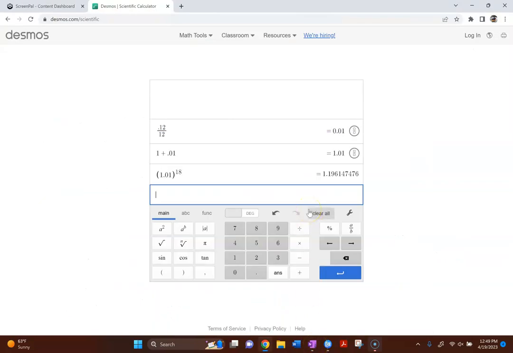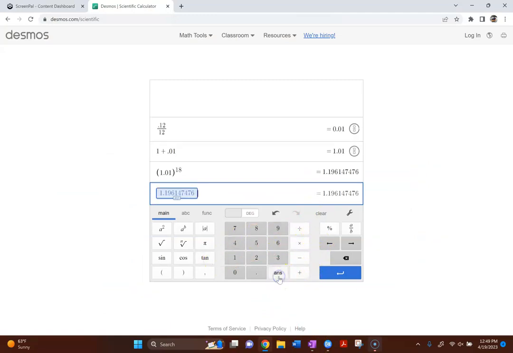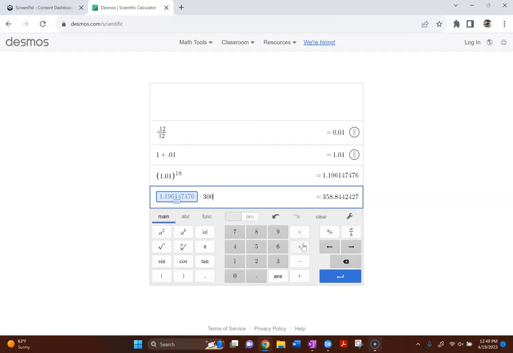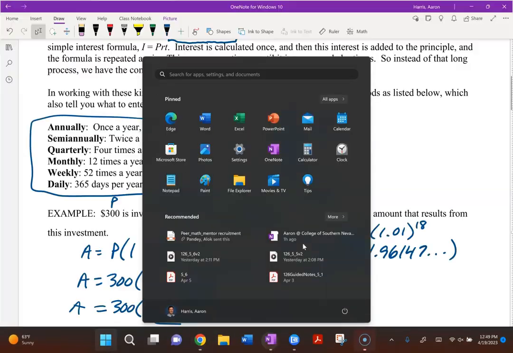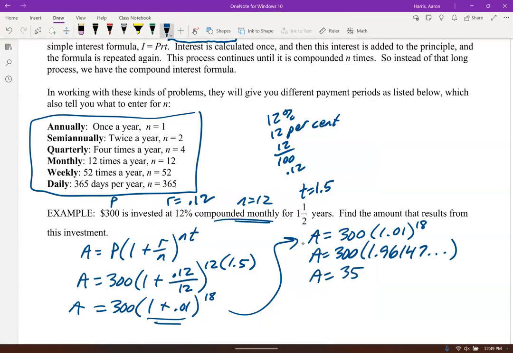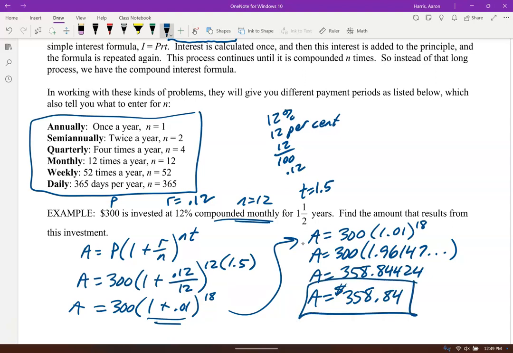So now I'm going to take the answer times the 300 in front. Take that whole thing, which is actually more digits than it's showing, times 300. That gives 358.84424. Now this is dollars and cents, so we're going to round to the nearest hundredth. So we end up with $358.84.